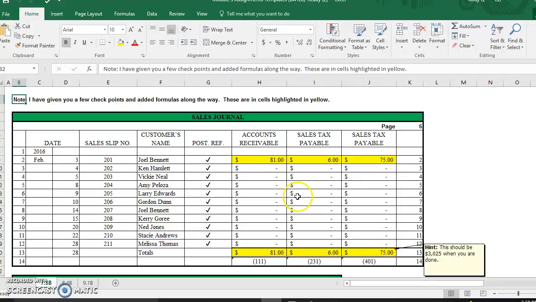So I've gone through, and you can see in the template here, I've given you a few checkpoints along the way. These are highlighted in yellow. I've also built formulas to help you cover a lot of this.